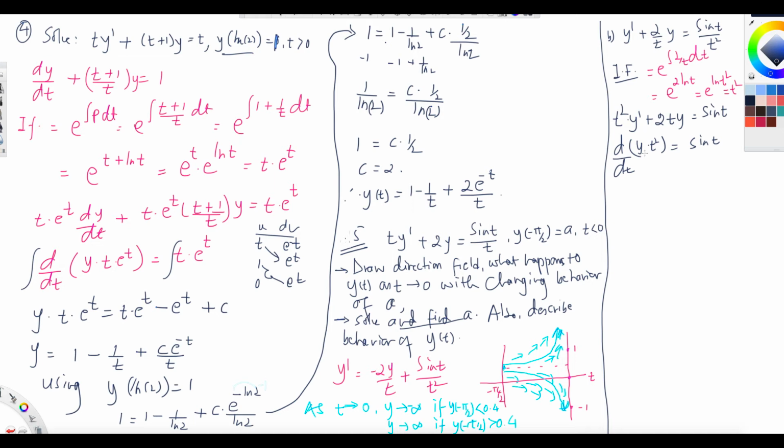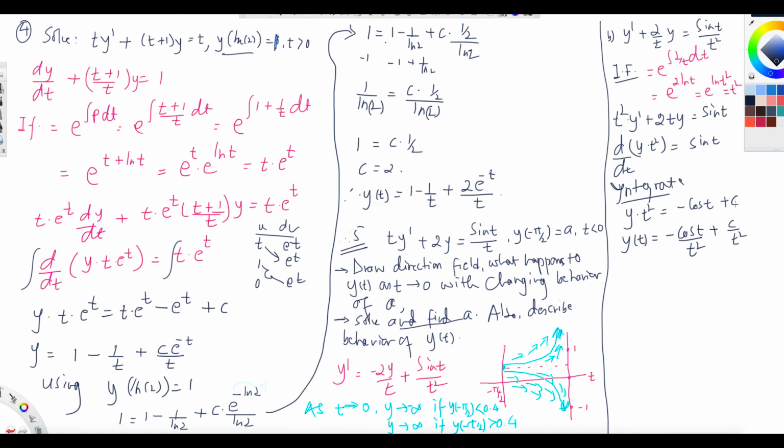So we need to integrate on both sides. If you integrate on both sides, you get y times t square equals, what is the integral of sine t? It is negative cosine t, and then plus c. Let us divide by t square. You get y of t equals negative cosine of t over t square, plus c over t square. That's what you get, right?